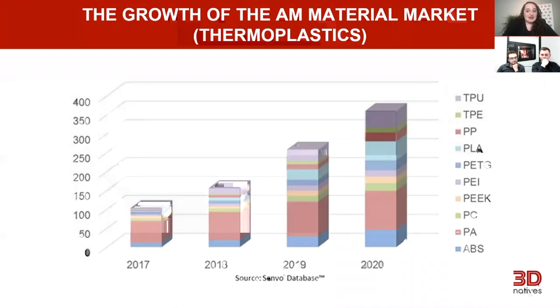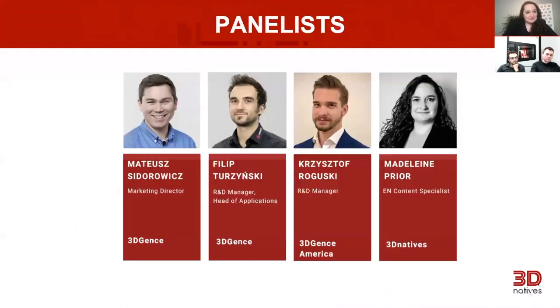Of these, one of the most common are polyamide, PA products, especially, which are part of the thermoplastics market. There are different grades, PA6, PA11, and PA12, though PA12 is by far the most common. If you look at the graph on the screen, you'll see that there has been an immense increase in materials from 2017 to 2020. And now let's move on to our panel.